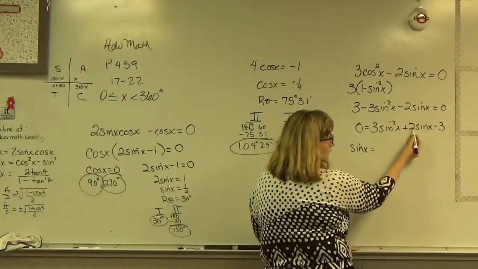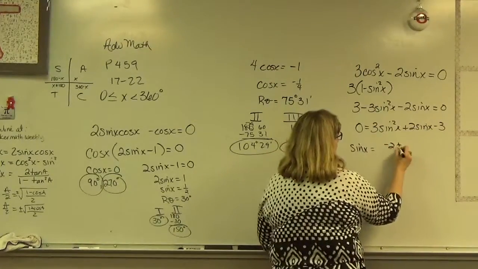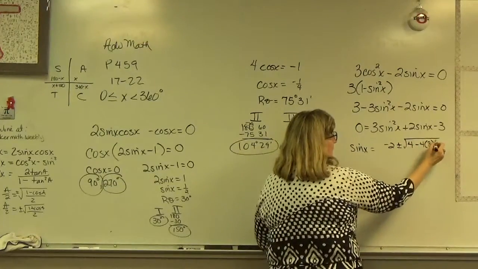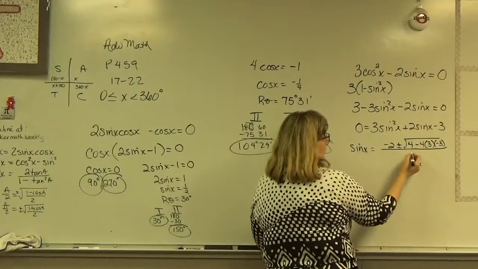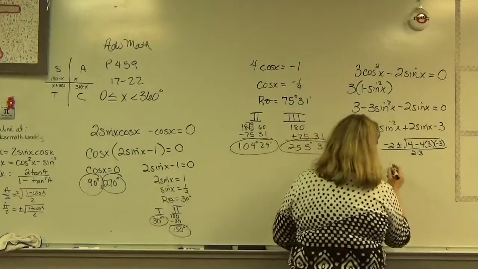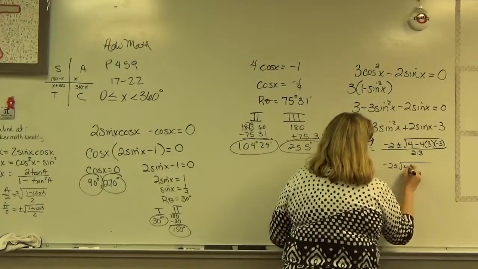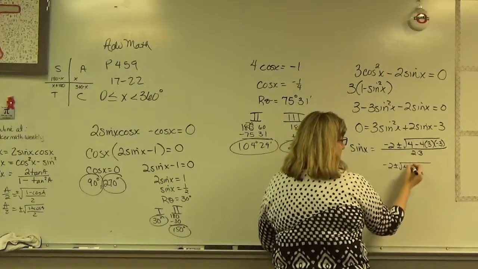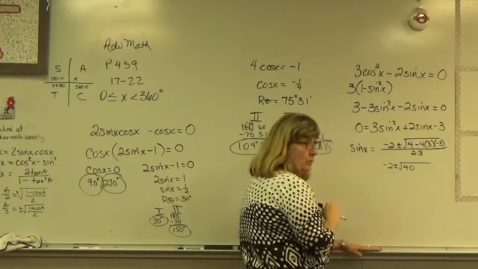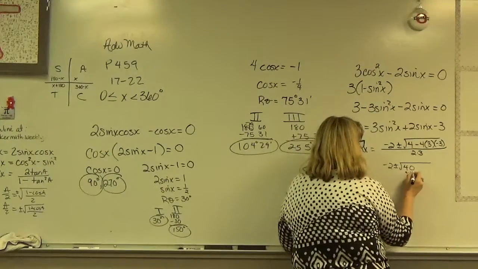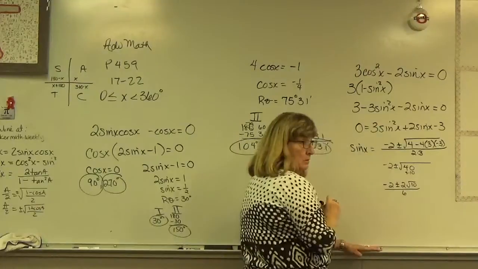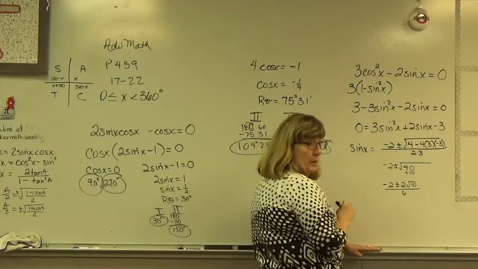So negative b would be a negative 2 plus or minus, what's your b squared, minus 4 times a times c, all over 2 times a. Does everybody follow that through? So now, underneath the radical, what am I going to get there? 12 times 3 is 36, so 4 plus 36 is 40. That simplifies. So it'd be negative 2 plus or minus 2 square roots of 10 over 6. Then I can reduce everything by 2.